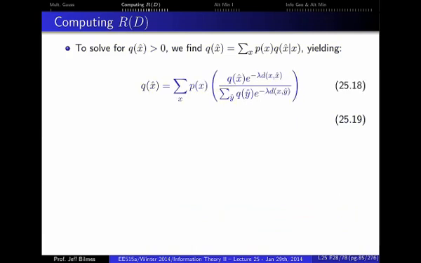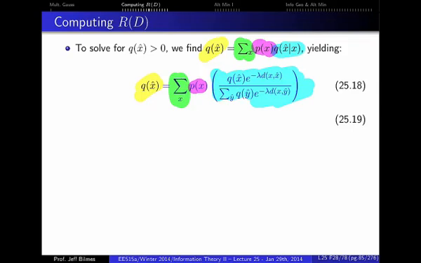So, as follows, where do we get this? Q hat, remember, is the marginal. So what we're doing is we're just plugging in. We're saying q hat, which is the same as this, is equal to the sum, which is the same as this sum, which is equal to this, which is the same as this. And then we're just plugging in our expression for q of x hat given x, which is this.